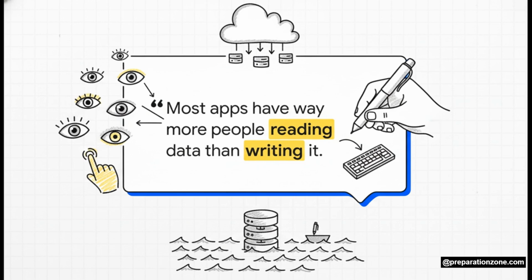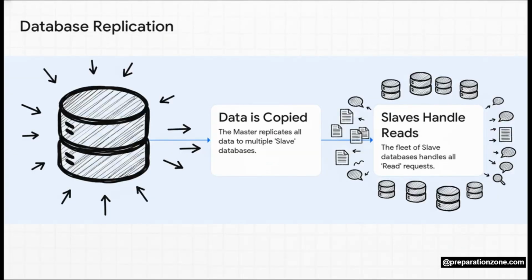When you're on social media, you probably scroll and read dozens, maybe even hundreds of posts for every single one you actually write, right? This basic behavior that we read way more than we write is the key to our next move. What we do is use a strategy called replication. Basically, we make copies. So you have one central master database that handles all the writes.